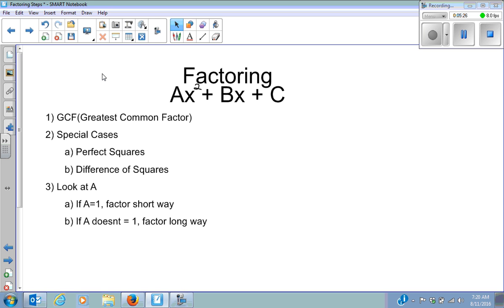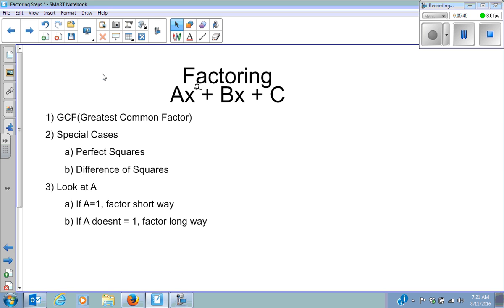So, the first way that you always attack a factoring problem. While you're writing, please listen. Don't just focus on the writing, because remember, this will be posted, you can write this down later on. So if you're not great at listening and writing, you might want to just listen and write this later.